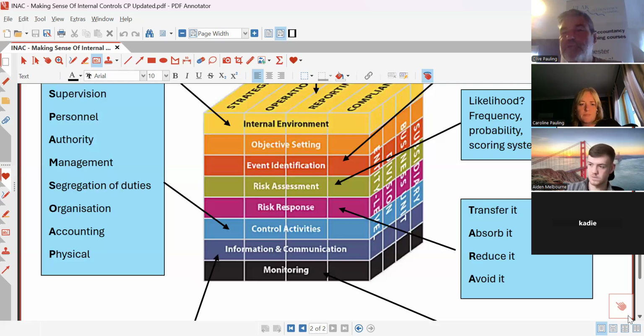SPAM SOAP, supervision. This goes back to the internal control environment. This goes back to the trust control dilemma that management have. If you don't trust that your staff have the knowledge or the experience or the willingness to be given more autonomy, then you're going to have to supervise them more tightly.